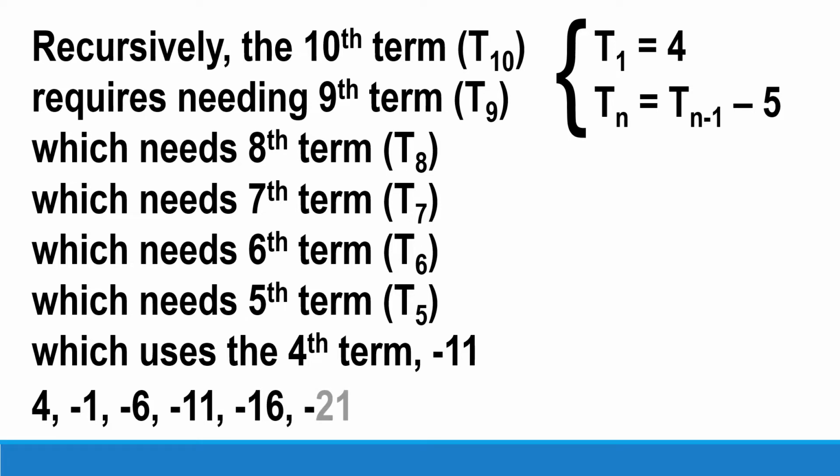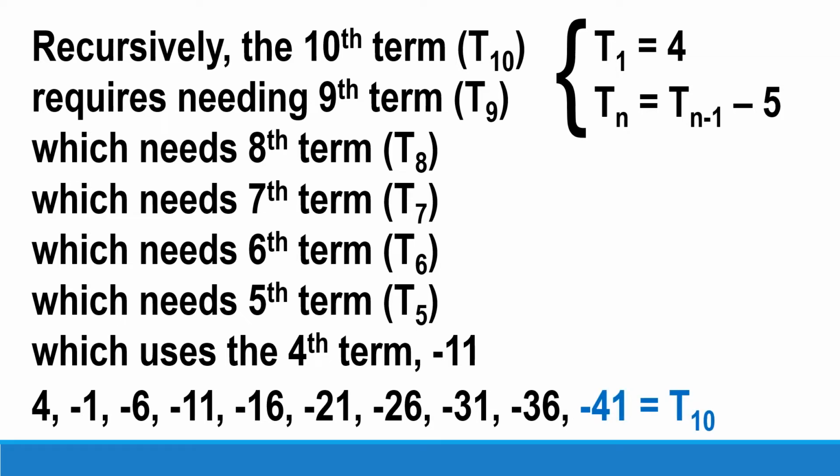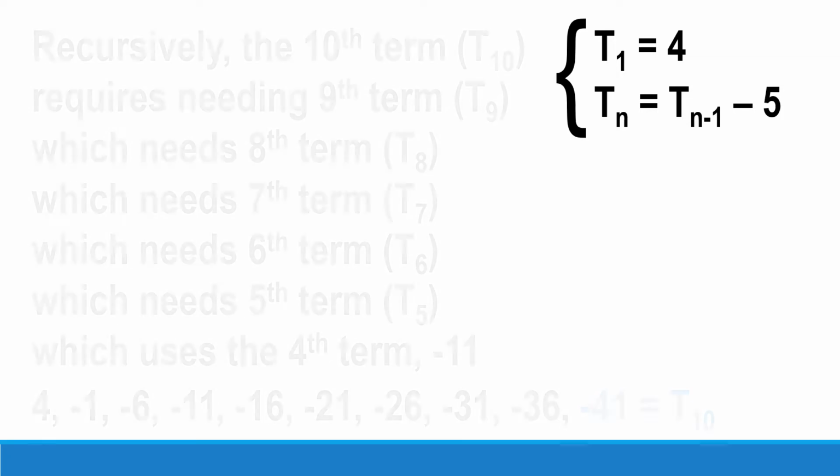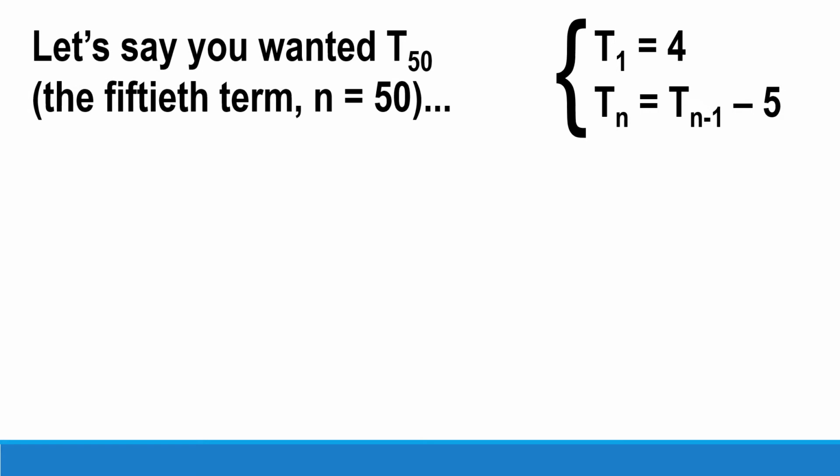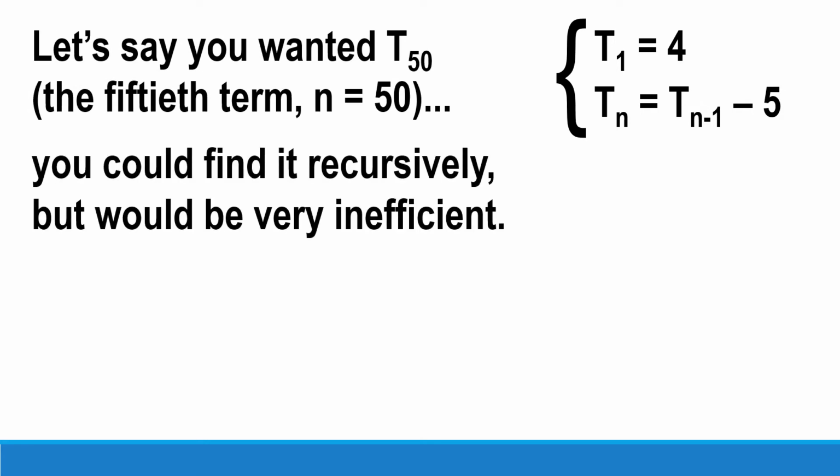And then you would continue that process all the way forward until you got to negative 41, which is the 10th term. So if you needed the 50th term, which is in this case n equals 50, this is not going to be very efficient at all, because the recursive process requires the 50th to have the 49th term, which requires the 48th term, and so on. And so we're going to need to do it a different way.